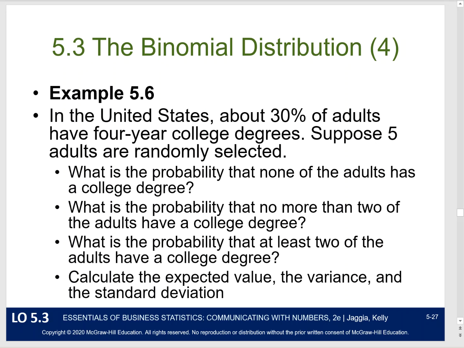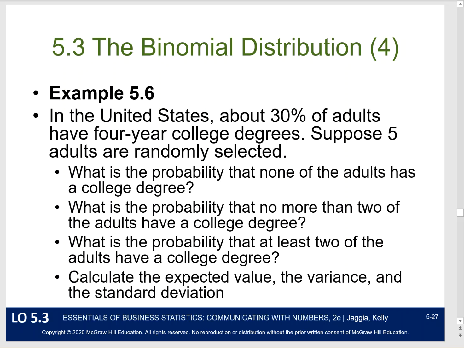So let's look at our data here. We're told that in the United States, about 30% of adults have a 4-year college degree. We're going to assume that 5 adults are randomly selected. So n is our 5, and 30% is our probability of success. That means our probability of failure, remember, is 1 minus 30%, or 70%.